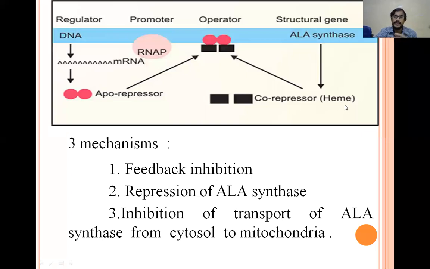And whenever the product is decreased, whenever the requirement of heme is there in the body, then this heme will be detached from the operator site. That is known as derepression. When derepression occurs, this operator site will become active and it will synthesize the enzyme ALA synthase. And again, it will be producing the heme. So heme is controlling the ALA synthase by acting as a repressor. So this is repression and derepression, which we had already seen in the regulation of enzymes.